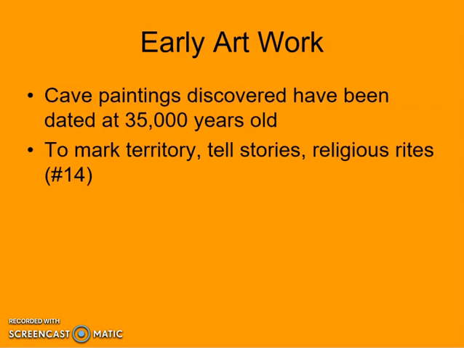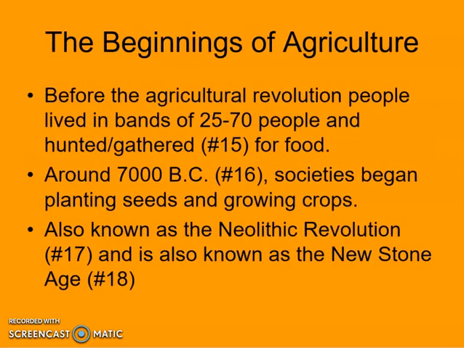All right, number 14. People started doing cave paintings, according to, again, scientists in theory, 35,000 years ago. Marking territory, telling stories, religious rites. Early on, people were hunter-gatherers, 15. In 7,000 BC, women figured out how to plant seeds and grow crops. That's kind of cool. Society started growing more crops, getting more people. This is known as the Neolithic Revolution or the New Stone Age.